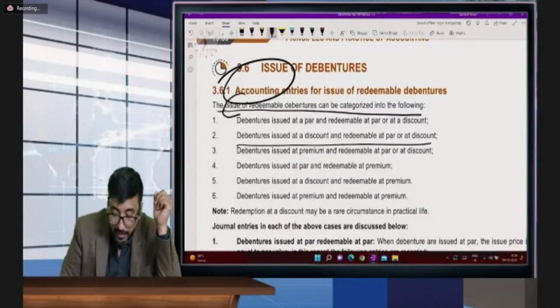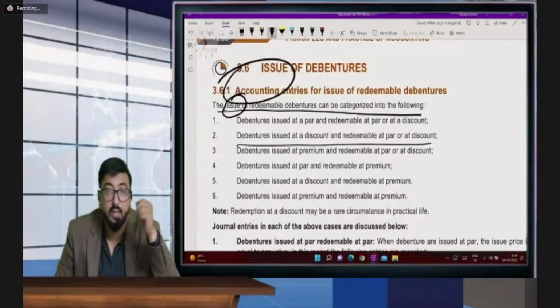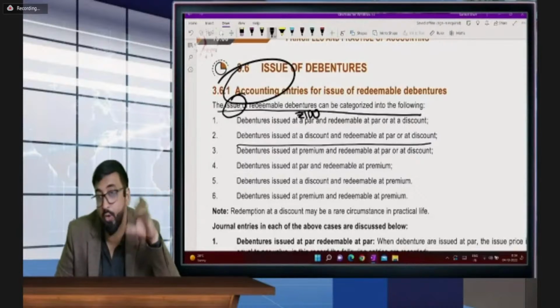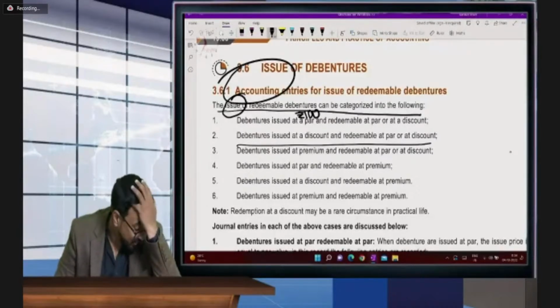So, issue of debentures: debentures issued at par, assume at rupees 100. You can write the figures over there on the question itself. Don't refer to the answer.